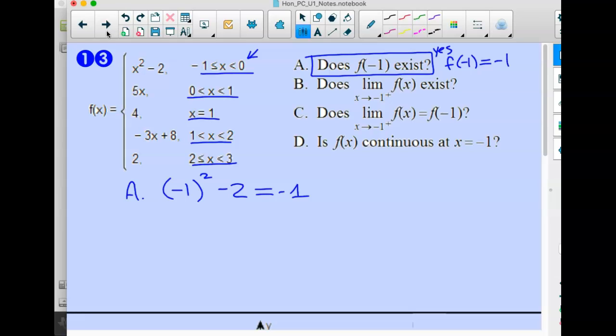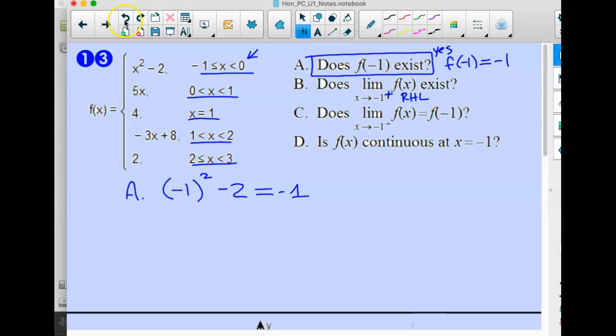Does the limit on the right side for negative 1 exist? If you approach negative 1 from the right-hand side, it would exist, right? Because it's just a parabola. There's nothing about that that would create a discontinuity, so we'd say yes, okay? And since negative 1 is the endpoint, we don't have to worry about the left-hand limit if we graph this. So the answer is yes, and it does equal negative 1, okay?